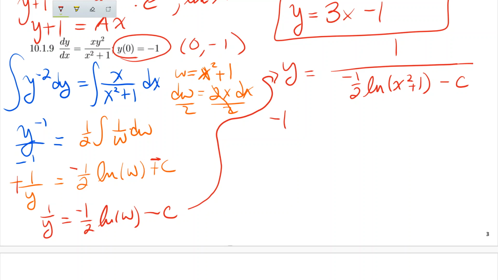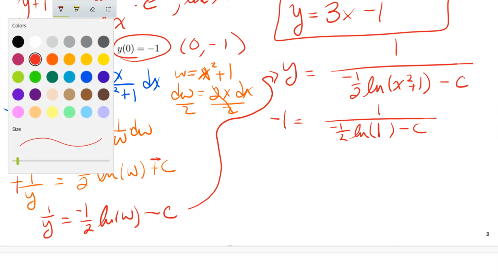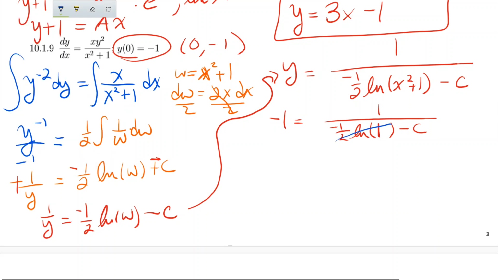So negative 1 equals y, 1 over negative 1/2 natural log of something minus c. So notice everything's going to be gone except for c, so I'm going to be able to solve for c, which is awesome. So when x is 0, I'll square 0 and get 0, plus 1 is 1. Hopefully you remember that the natural log of 1 is 0, so this is just going to go away. So I get negative 1 equals 1 over negative c.